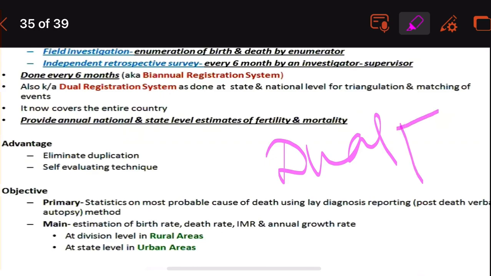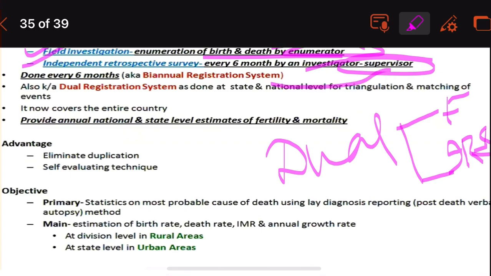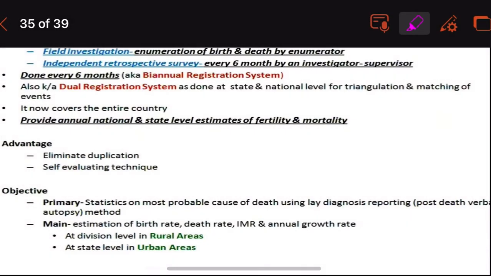Dual record: first, field investigation; on the other hand, independent retrospective survey. The field investigation gives us birth and death rates by the enumerator. Under the supervisor, every 6 months this independent retrospective survey is conducted, followed by the field investigation. Six months later we do the independent retrospective survey. It is done every 6 months.